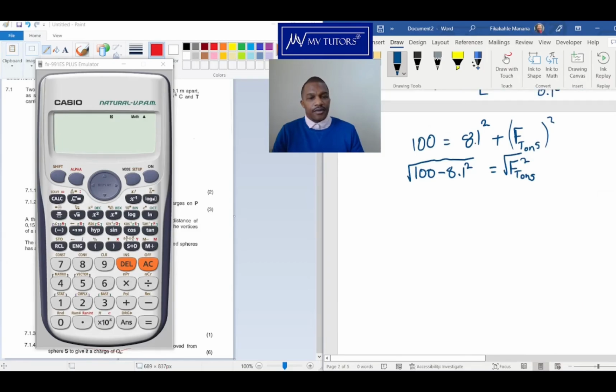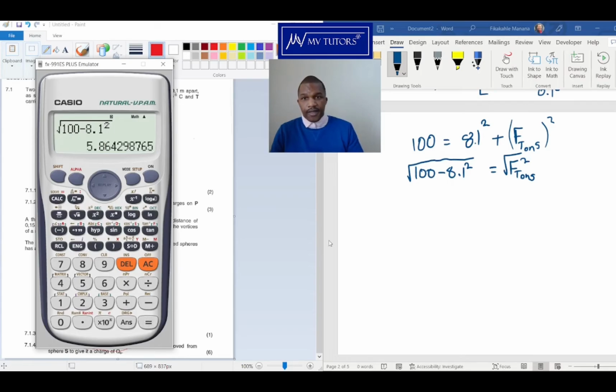Okay. Let me put that in a calculator. It's 100 minus 8.1 squared. And then I get 5.864. So therefore, the force of T on S is equal to 5.864. Let me just take 3 decimal places, and it's a force of attraction, right?